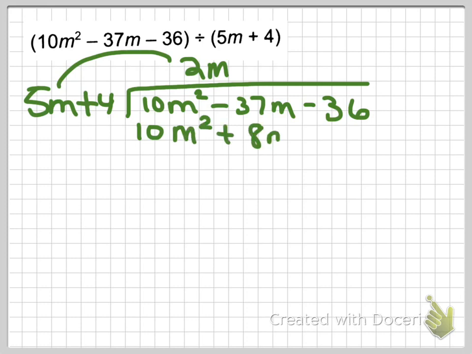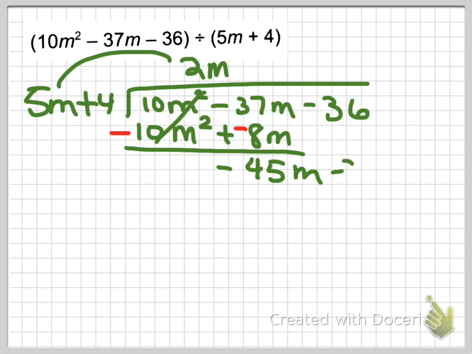And then I'm going to subtract, and I'm going to actually just change this. This is going to be a minus, and that's going to be a minus. Just make sure we distribute that negative, okay? So then it'll be 37 minus 8, which will be 29. Careful, that's a negative 37. Oh, so then it'll be 45? Yes, negative 45m minus 36.